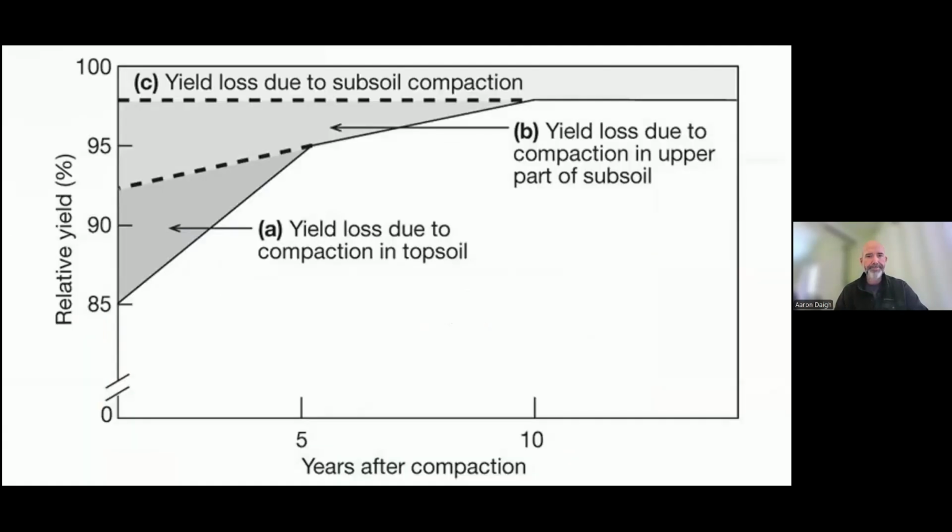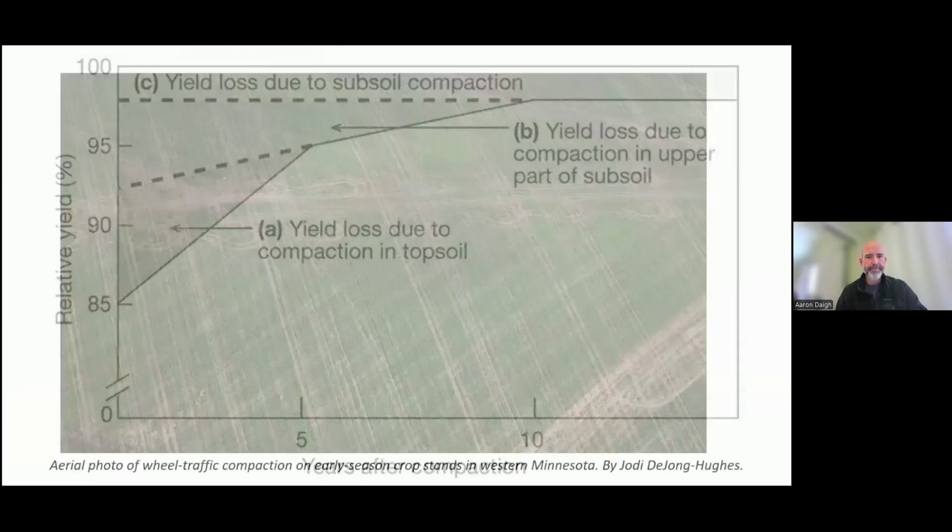So over time, your yields are consistently decreased as you have these variable weather years with subsoil compaction that's still left in the field. And this is just another little diagram that gives an idea that the upper part of the subsoil will tend to recover over time, but topsoils tend to recover quicker. So it's these deeper depths that take more time and have these longer consequences for your yields.